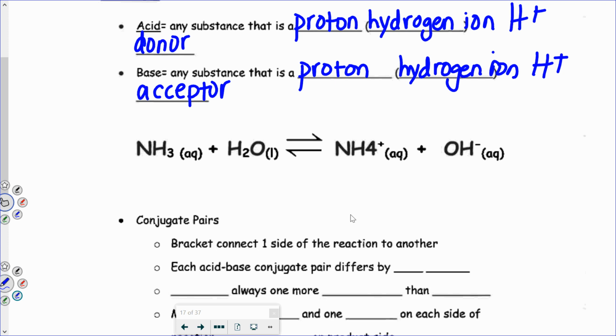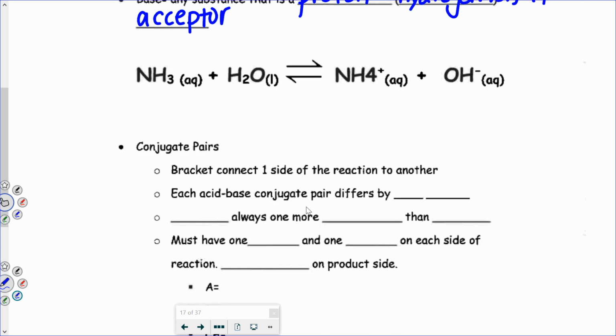So I'm going to go through the rules and kind of explain how this goes. These are called conjugate pairs. You can draw brackets that connect one side to the other. You can't draw a bracket on the same side. Each acid-base conjugate pair differs by one hydrogen ion only. The acid always has one more hydrogen than the base that it goes with. And this will all make a lot of sense once we do an example.